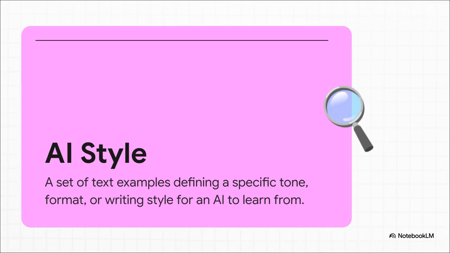So, let's get on the same page. What do we even mean by AI style? Well, the best way to think about it is this. You're not sitting there writing code or messing with some super complex algorithm. Nope. You're basically just handing the AI a creative brief just like you would with a human writer. You give it some examples of the writing you want it to copy, and it just learns. It studies the tone, the voice, even the little quirks in formatting. It's all about teaching, not programming.